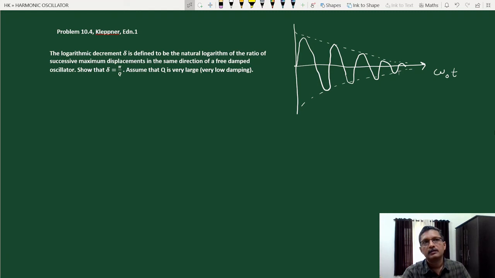So this will become clear. It's not a driven oscillator. That's the meaning of free oscillator. Other than the damping force, there is no other driving force acting on it. It's not driven. There is no driving force.